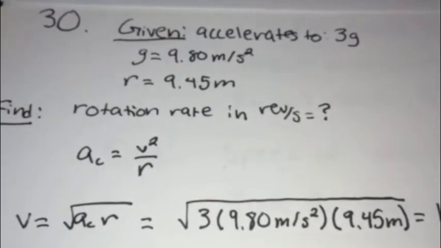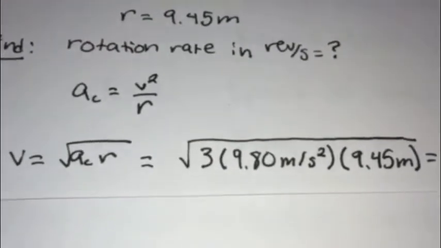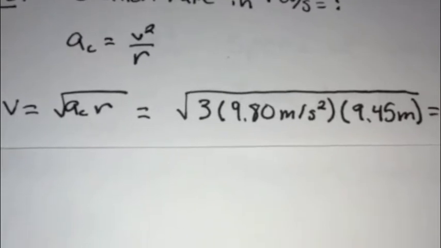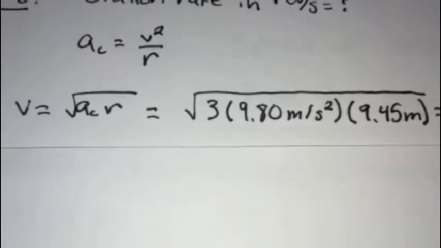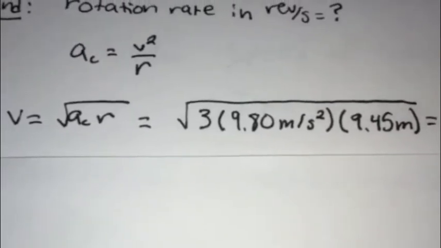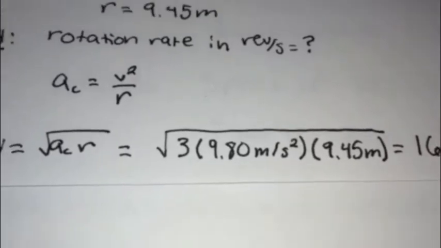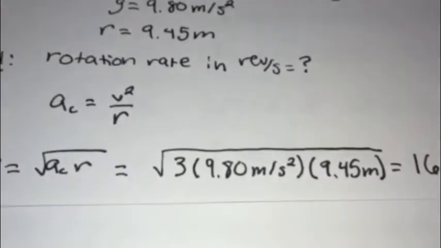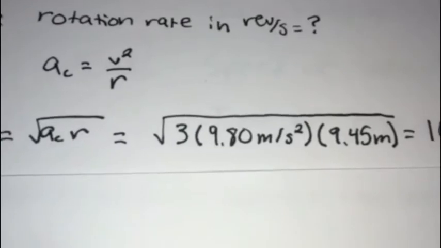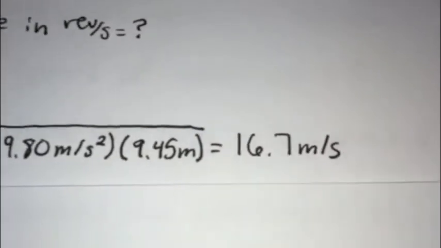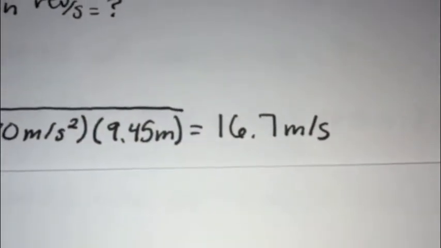The astronauts accelerated to 3G, which is why for the centripetal acceleration you multiply gravity by 3, since their acceleration is 3G. The radius was also given, as seen above, to be 9.45 meters. When you multiply and take the square root of that, you get 16.7 meters per second.